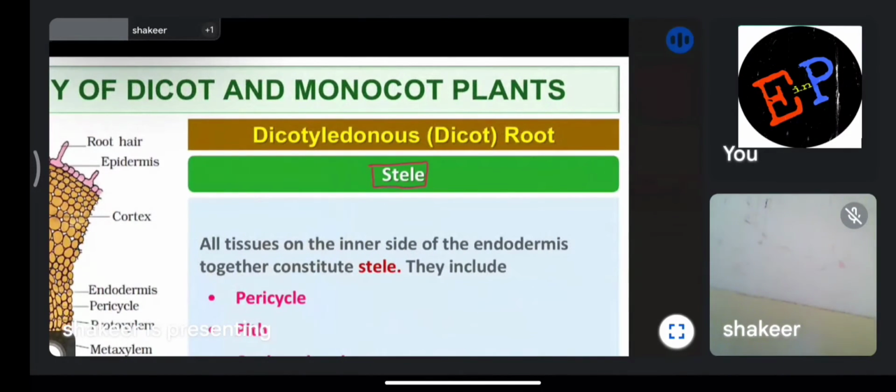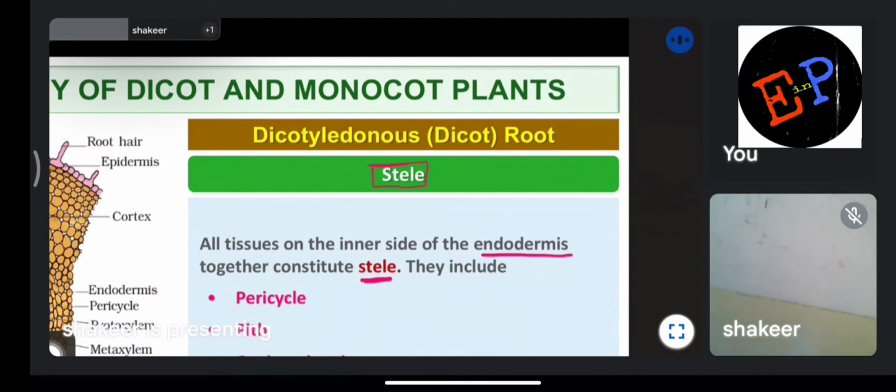Stele. Clear, no, ma? So all tissues on the inner side of endodermis together constitute the stele. So what is meant by stele? You will find a layer of endodermis, no? Barrel shaped cells layer is there, no, ma? So inside the endodermis, whatever cells are present, they are called stele. And what does a stele consist of? Stele consists of xylem, phloem, pith. So all these structures are present inside the stele.